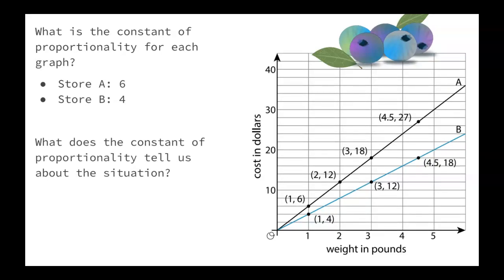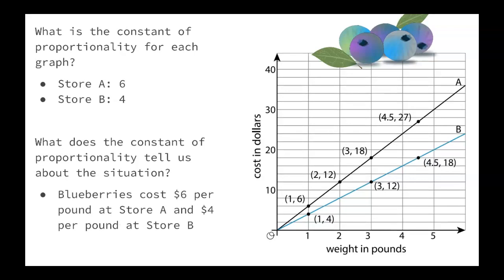All right, could you please interpret the constant of proportionality and say what it tells us about this situation? Okay, recall that it's a unit rate, and this time we're going dollars per pound. So it means blueberries cost $6 per pound at store A and $4 per pound at store B.